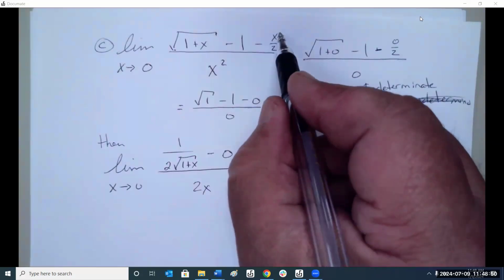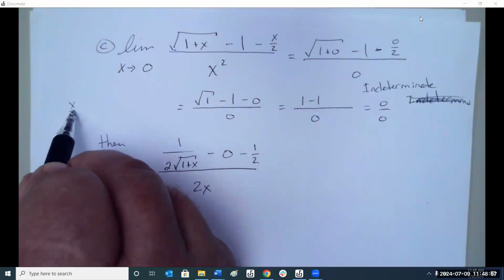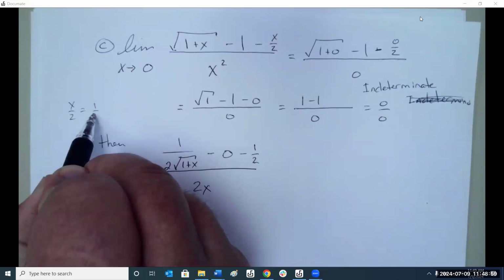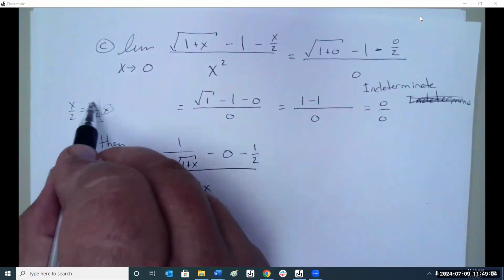Why is the derivative of x over 2 equal to 1 over 2? X over 2 is the same thing as 1/2 times x. Take the derivative of x, you get 1. Answer is 1/2.